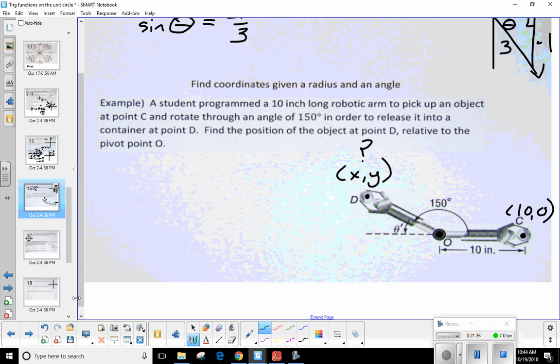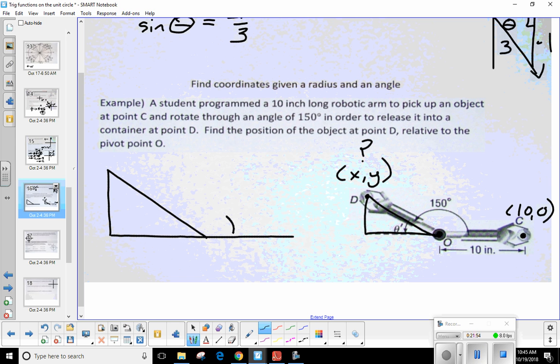So let's take a look. And we're going to use the reference angle just like we have been in the other examples. Now you'll notice this robotic arm, well, he's going to be your terminal side. He's the actual part that's rotating, right? So let me go ahead and draw this a little bigger over here.